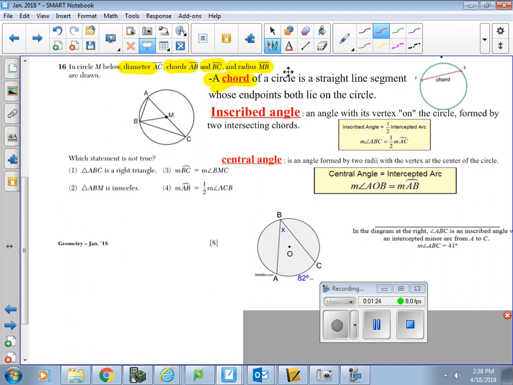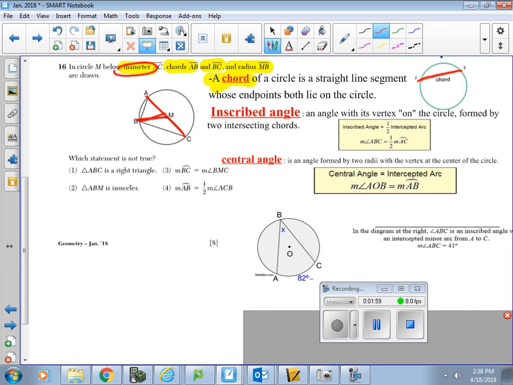And I have a picture here of a chord. And as you can see, that fits the description. The endpoints both lie on the circle. A diameter is actually the longest chord of a circle because it goes through the center point. So it actually is a chord technically. All right. The diameter, which I don't have up here as a definition, but when you see diameter, that's going to be AC, and they tell you that it's AC there. All right. Now, a radius, MB, so radius from M to B.